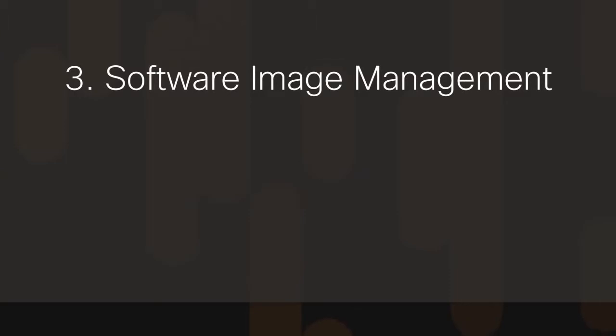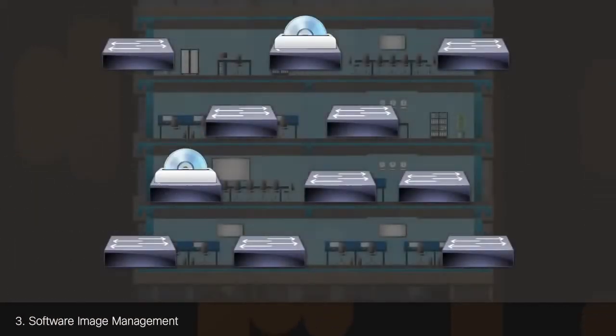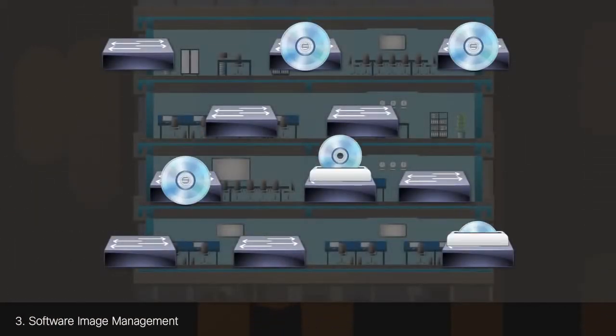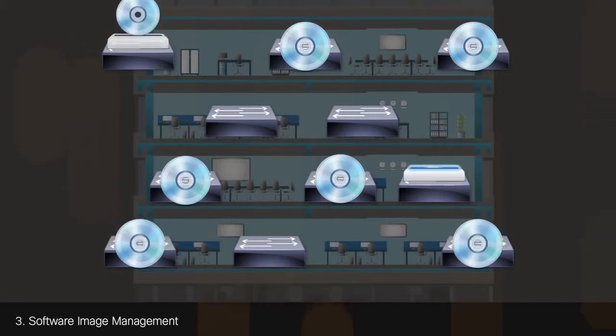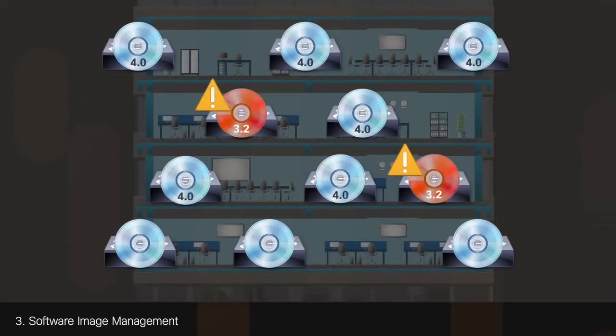Use Case 3. Software image management. Managing multiple software images is unproductive and can lead to inconsistencies. Up until now, each access switch has required individual software management. It was repetitive and non-productive, and different software images can result in feature inconsistency.